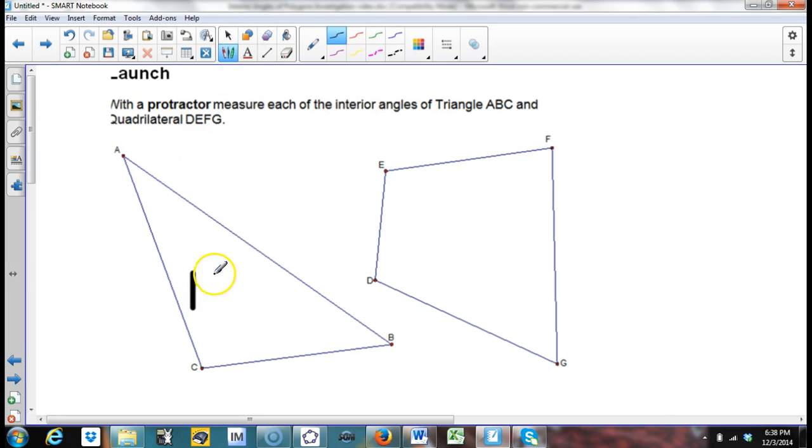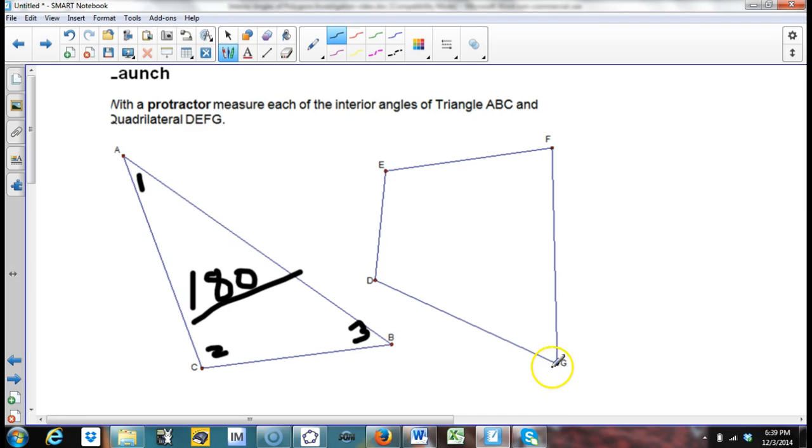Since we know that these three angles in this triangle add up to 180 degrees, if I call this angle 1, this angle 2, and say this angle 3, then the measure of angle 1, meaning its actual angle value, plus the measure of angle 2, plus the measure of angle 3, is going to equal the sum of 180. That's a fact that we need to know.